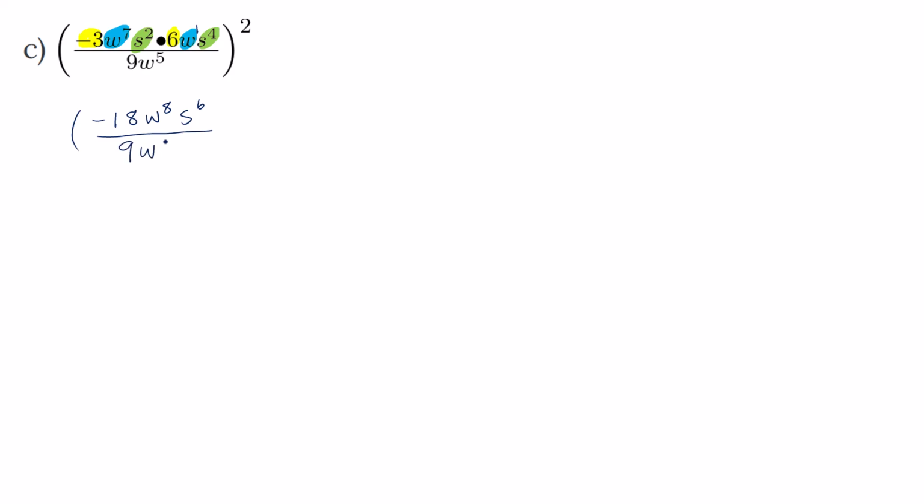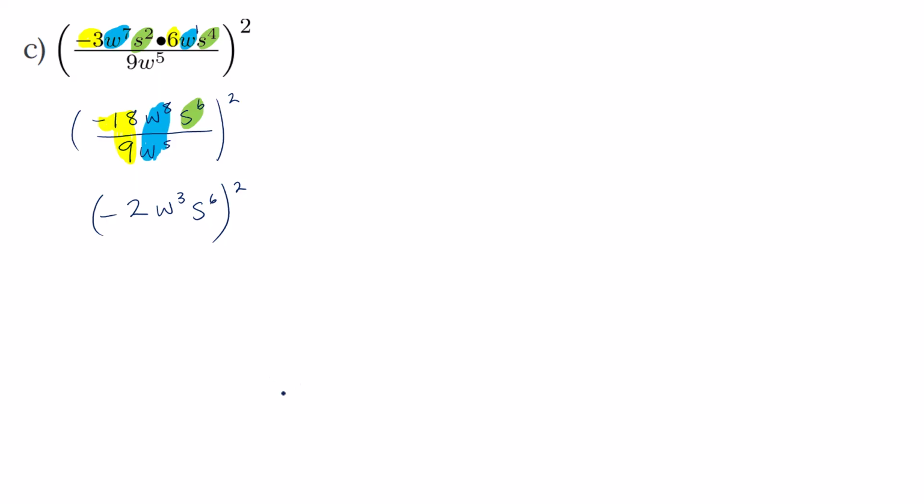And I'll rewrite the denominator. And at this point now we can kind of simplify the top and the bottom. So I'll be able to simplify the coefficients, put the powers with w's together, and there's only one power with an s, so we won't really be putting it with anything. Let's go ahead and rewrite this. Negative 18 divided by 9 is negative 2. Subtract 8 and 5. s to the power of 6 to the power of 2.